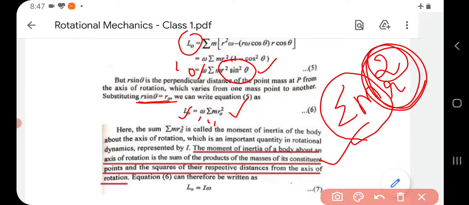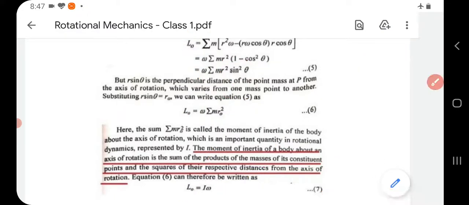Okay, so we can write equation 6 as this one, because L0 is equal to omega, which is kept as such. Sigma m r0 square is the moment of inertia, denoted by capital letter I. So your equation 6 can be written as L0 is equal to I omega.